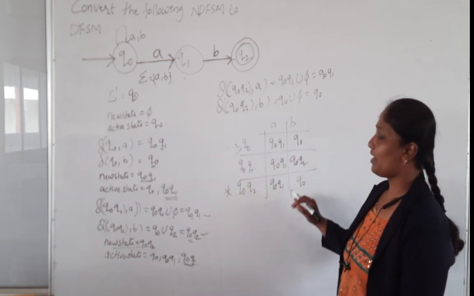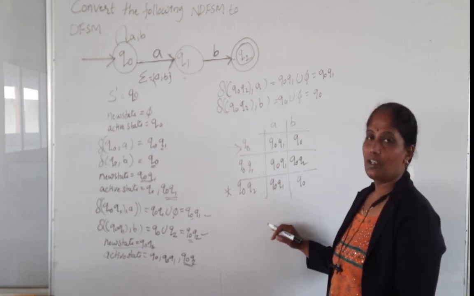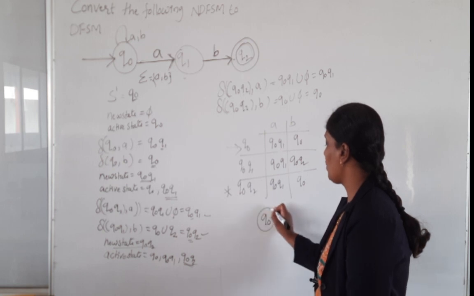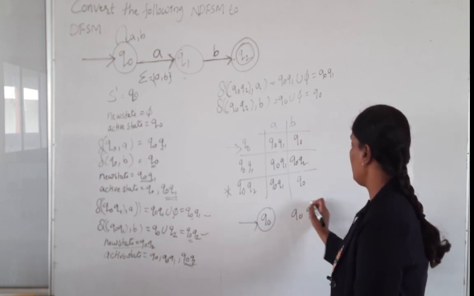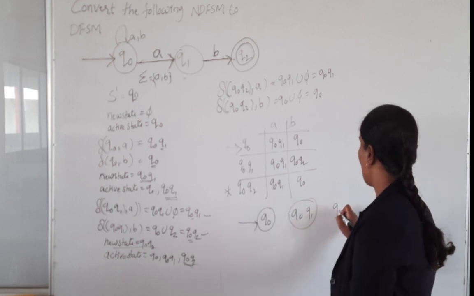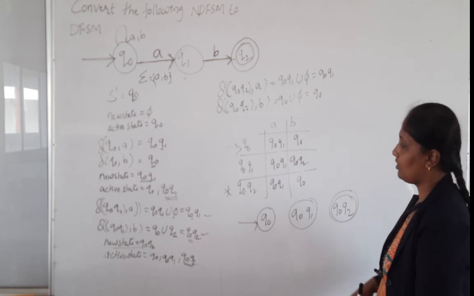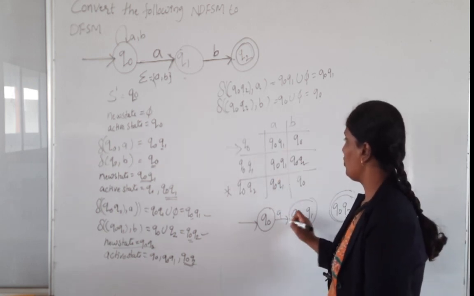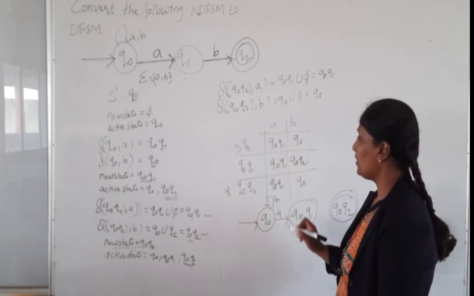So after writing the transition table, what is the next step? I should draw the DFSM. So I will take these states. Q0 is my start state. Next, Q0, Q1. Next, Q0, Q2. So this is my final state. Next, Q0 of A, where I reach Q0, Q1. Q0 of B, it is a loop. So I will write a loop here.